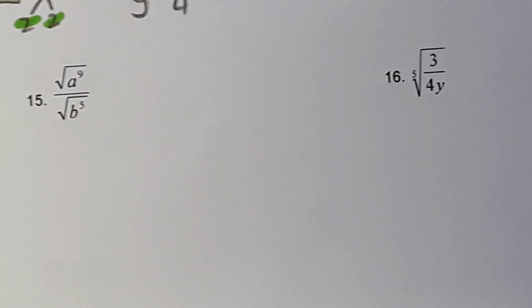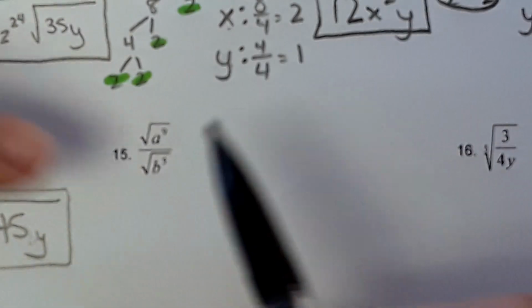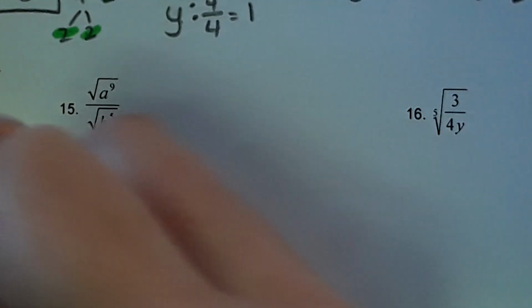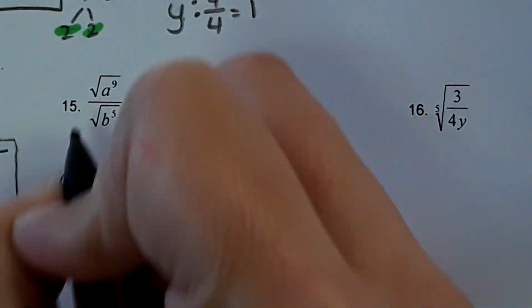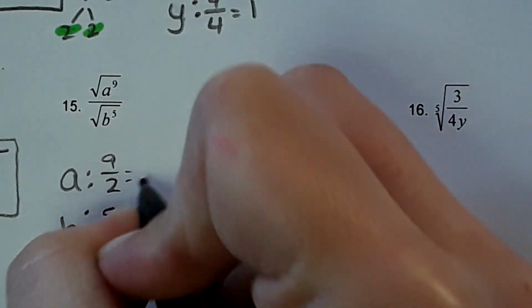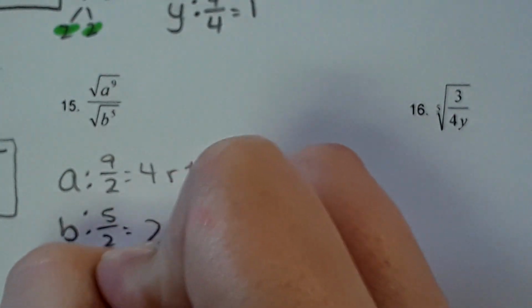Here, one on top of the other. That's cool. We just have to do them separately. It's just a square root. Okay. So we have A and B. 9/2 and 5/2. So that would be 4 remainder 1 and 2 remainder 1.